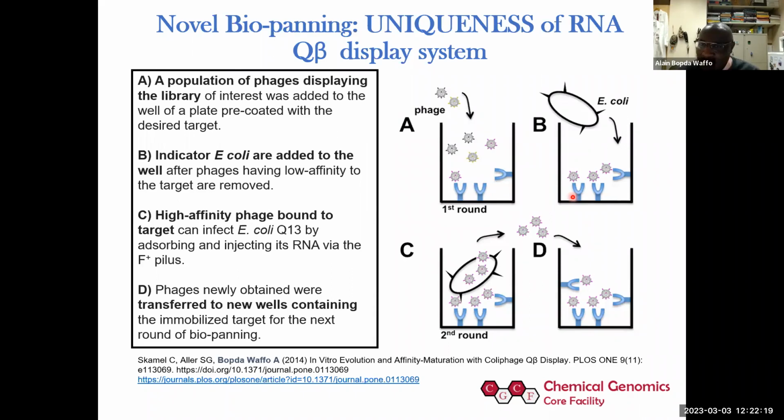In this case, the neat thing with Qβ, you don't need to actually have elution. You can just add your cell directly to the target, and it will amplify, because the minor protein we use to display is different from the protein helping to infect. And we can make round and round of this.